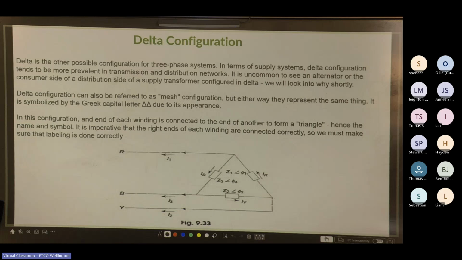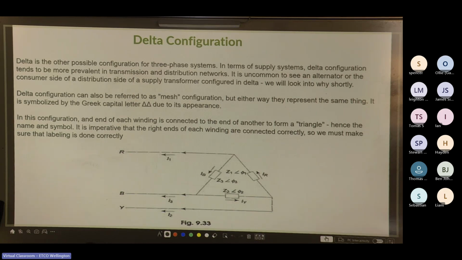Cool. So delta is the other possible configuration for three-phase systems. In terms of supply systems, delta configuration tends to be more prevalent in transmission and distribution networks. It is uncommon to see an alternator or the consumer side of a distribution supply transformer configured in delta. We'll look into why shortly.